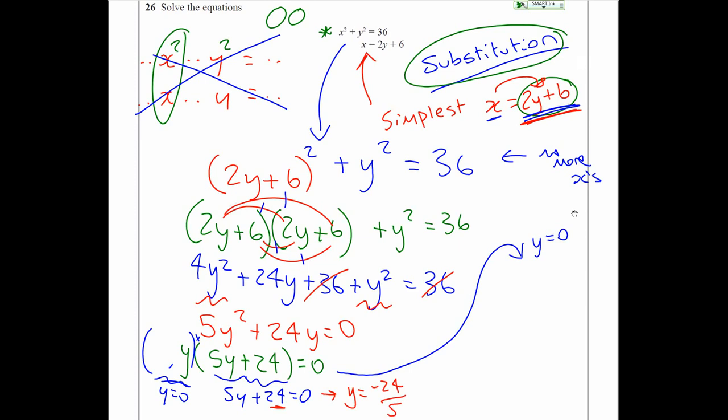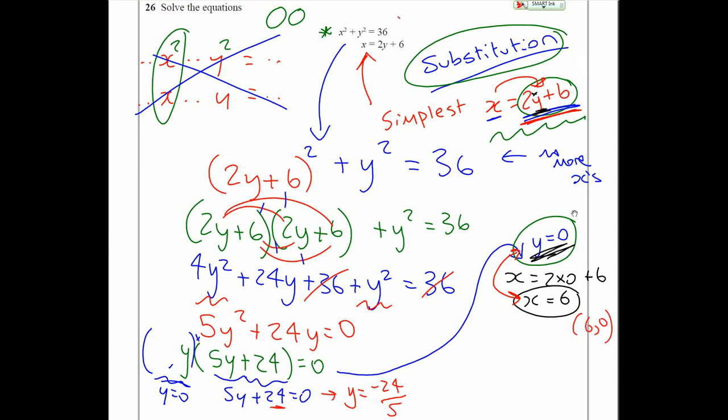Right, now we go back to our easier equation, which is this one, and we substitute again, some more substitution. This time you're putting y as 0 in. So 2 times 0, add 6. So that's going to be just 6. So that's a pair of answers. Okay, your first pair of answers is y is 0, x is 6. That can actually be written as a coordinate if you like, x first then y, because it represents where these two graphs are crossing.